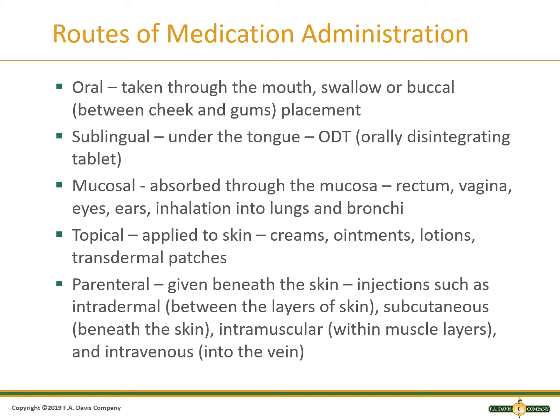In the mucosal route, the medication is absorbed through the mucosa, that is, the rectum, vagina, ears, eyes, and inhalation into lungs and bronchi. Topical medications are applied to the skin. For example, creams, ointments, lotions, and transdermal patches. Parenteral medications are given beneath the skin, and these include injections such as intradermal, that is between the layers of skin, subcutaneous beneath the skin, and intramuscular within muscle layers, and intravenous into the vein.